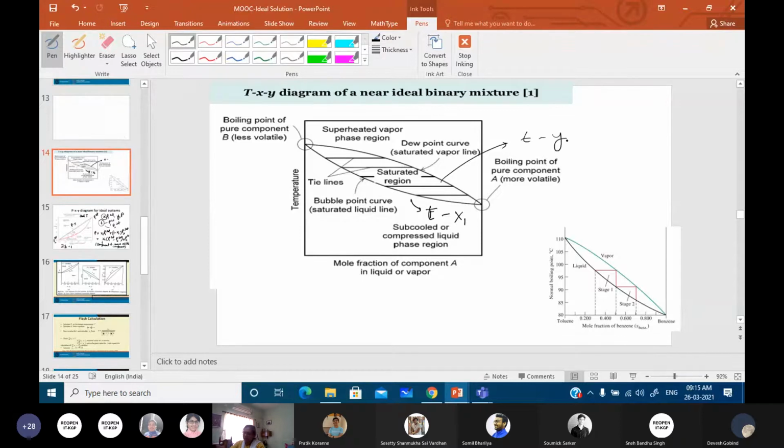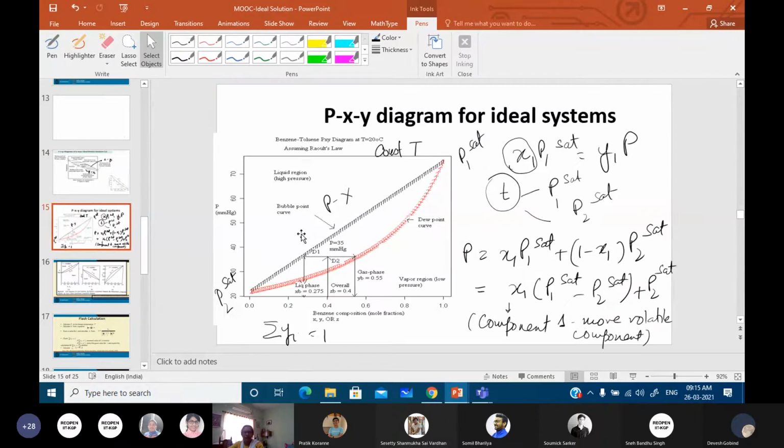This is the t versus x1 graph. This gives you the t versus y1 graph. It is just the reverse of the graph which you have got here. Here p versus x was the upper part.